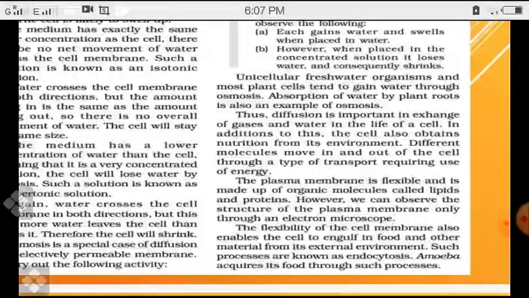In addition to this, the cell also obtains nutrition from its environment. Different molecules move in and out of the cell through a type of transport requiring the use of energy. In your last classes we had discussed that different molecules move in and out of the cell through a type of transport requiring energy. Energy requiring transport is called what? Active transport.